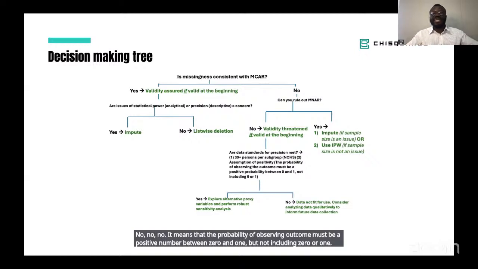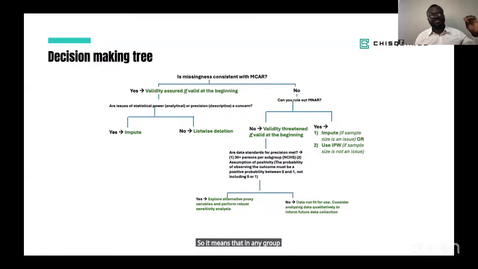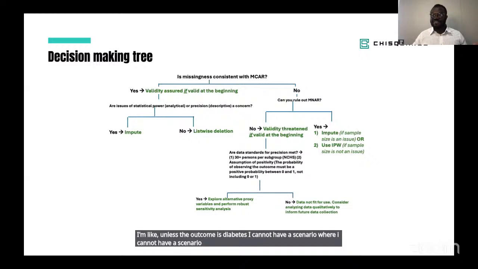So it means that in any group, if I just pick any group, let's say males, and let's say the outcome is diabetes, I cannot have a scenario where all males have diabetes or all males do not have diabetes.